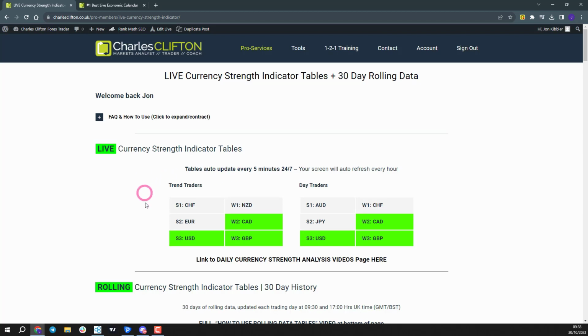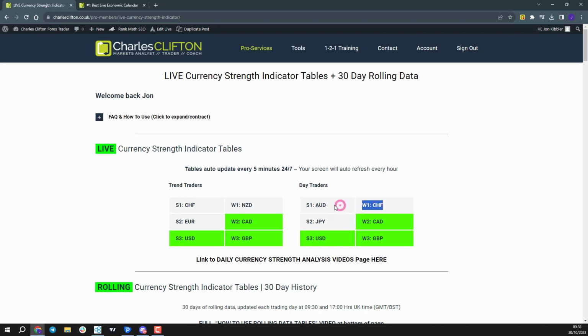So obviously going into month end now, so we're going to see a little bit of month end flows going on. We've got the trend traders and day traders table showing us some differences from last week. We were very much in New Zealand dollar weakness at the start of last week, very heavy into that. That has faded away now, and although Kiwi remained W1 here, it's no longer on our day traders table, showing us that the lower time frames are not showing that Kiwi weakness anymore at this moment in time. Obviously that could shift this week, however at the moment we don't see that.